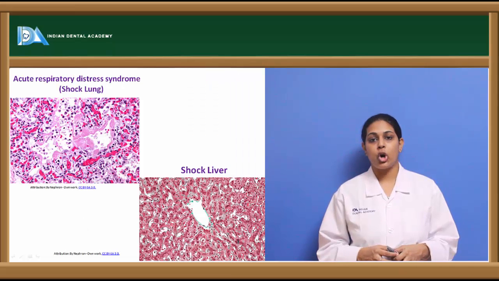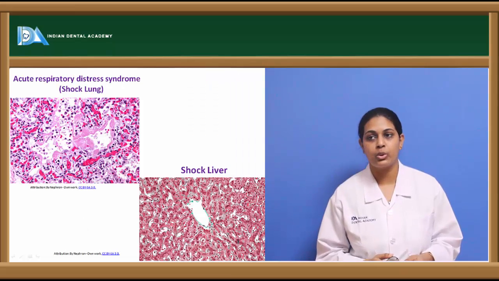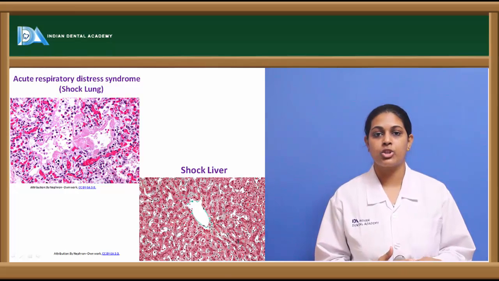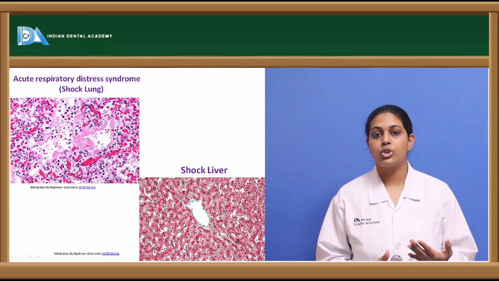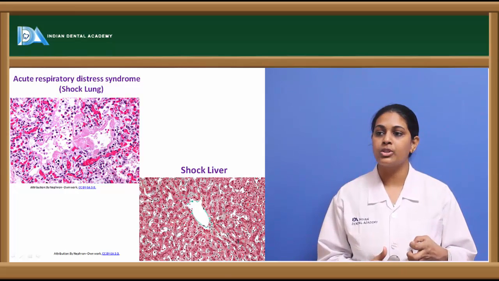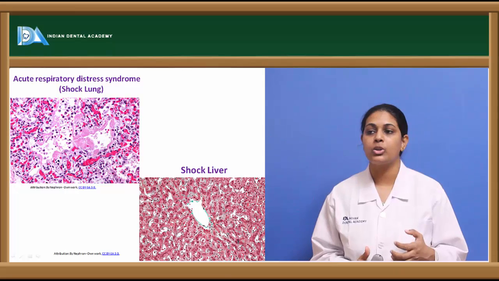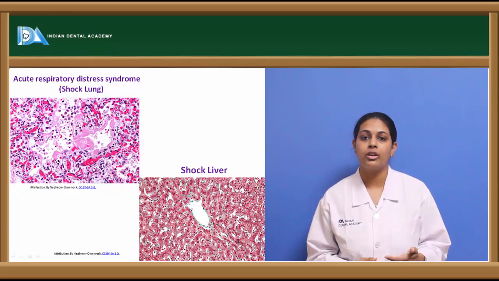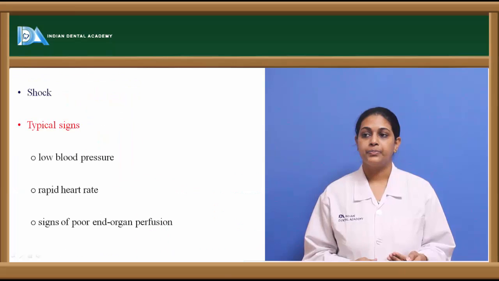And coming to shock in lung, usually the patient might manifest with acute respiratory distress syndrome as a manifestation of shock lung. And coming to shock in liver, we see a white sinusoid within the hepatocyte cord-like formations, stained with hematoxylin and eosin stain.